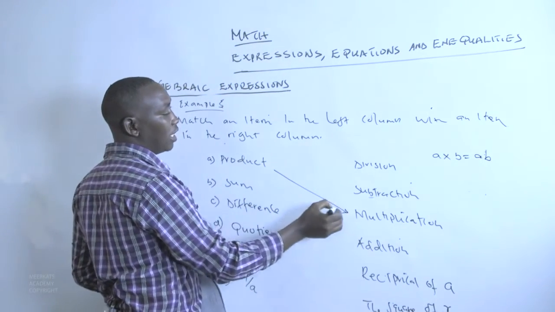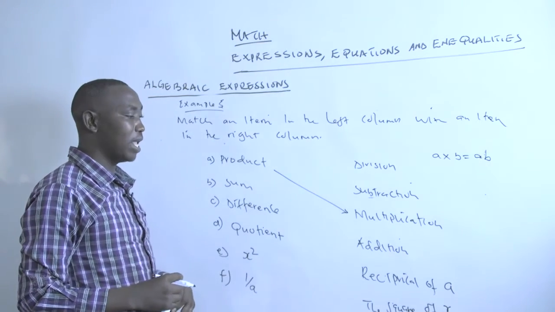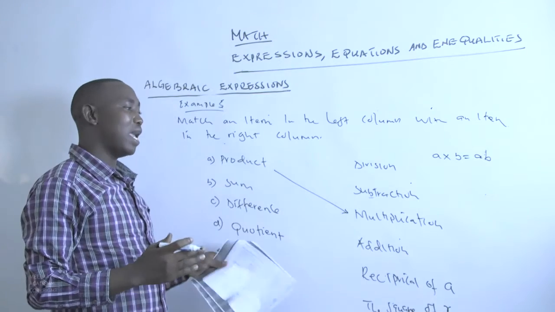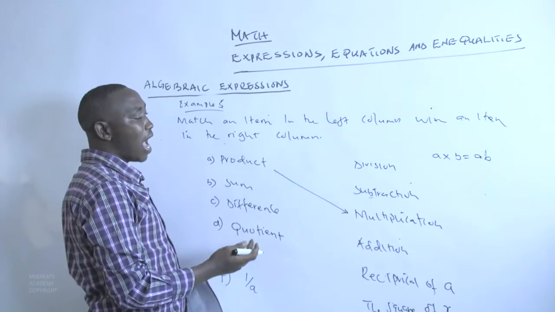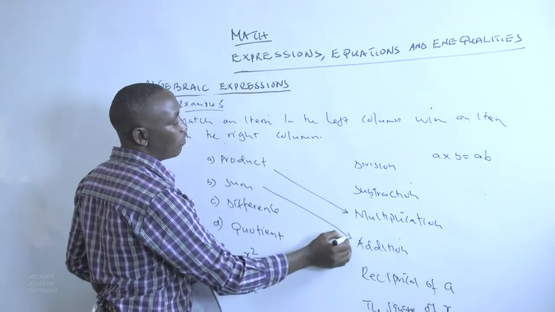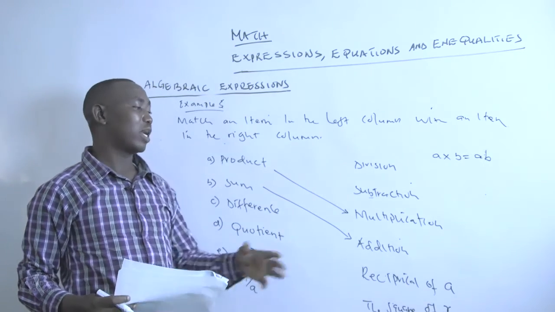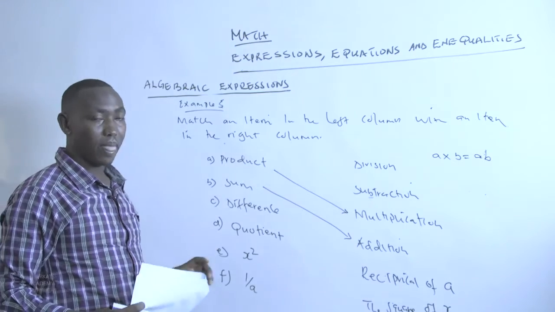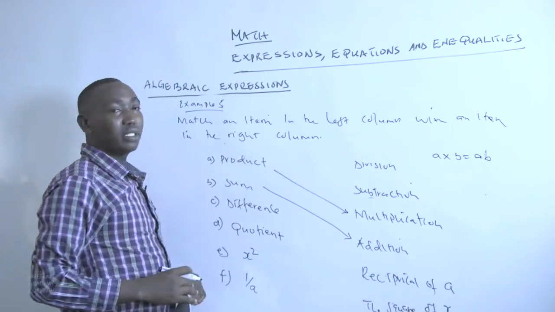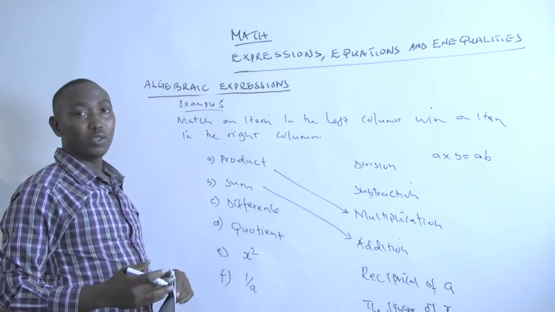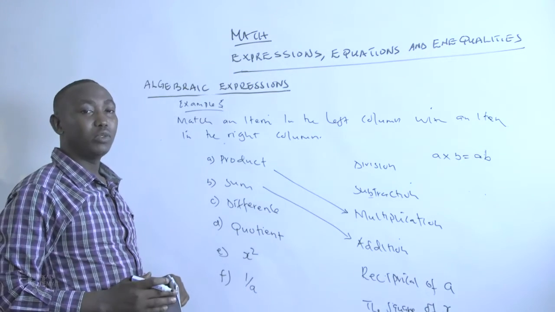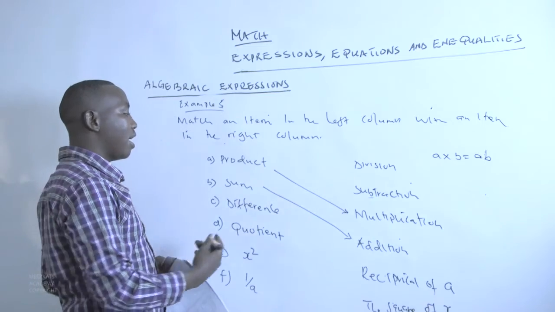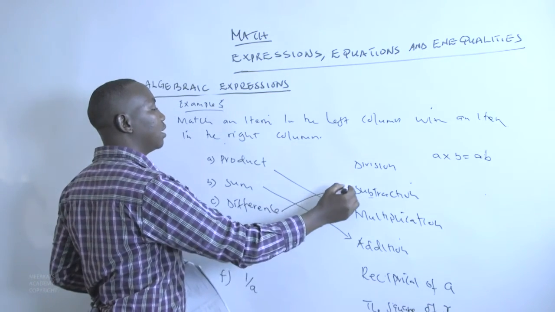Therefore, the product is the same as multiplication. Sum. When you're told to get the sum of a and b, that means we add the two terms, and therefore we can also use addition instead of the term sum. Difference simply means subtraction. So when you're told to obtain the difference of a and b, that means you take a, subtract b, or you subtract b from a, and therefore difference means subtraction.